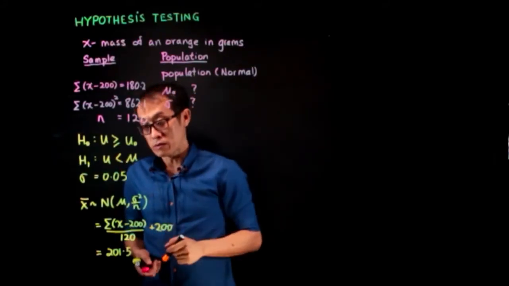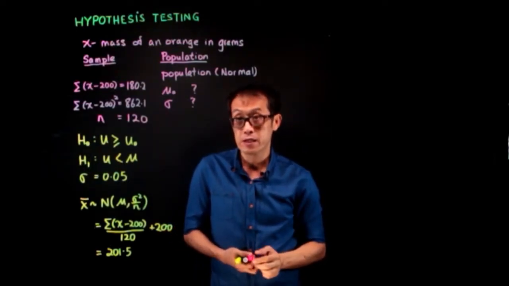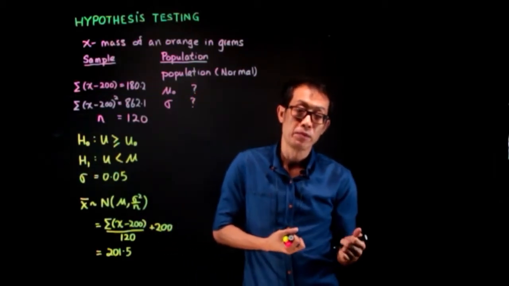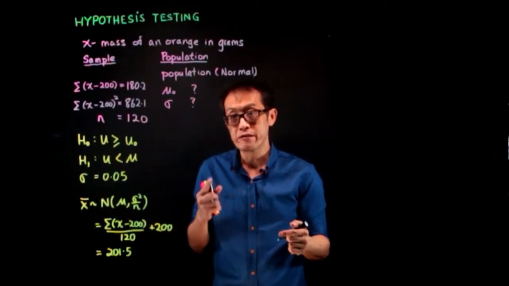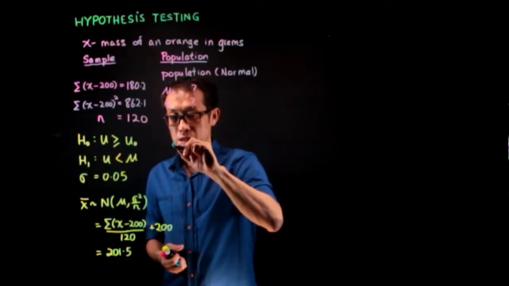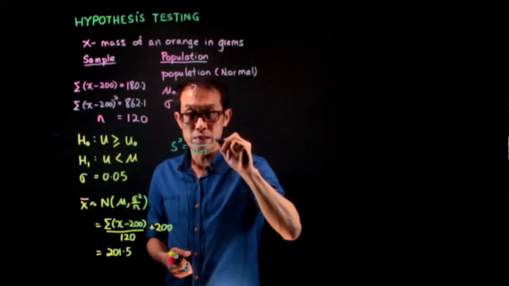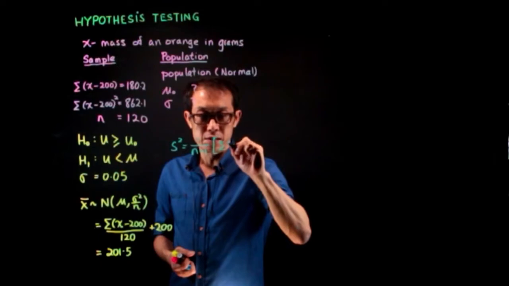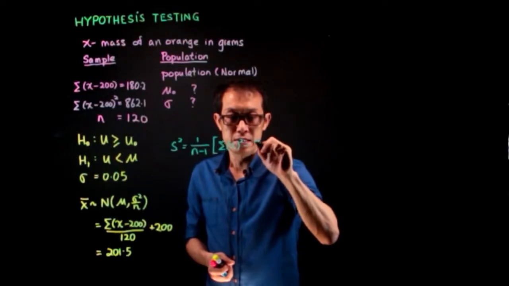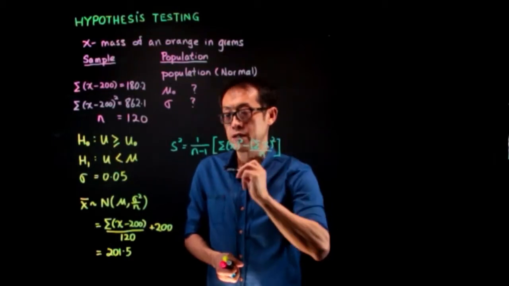Now, what about sigma? The population variance is not given, so we must estimate the population variance. How do we estimate it? We estimate the population variance using the sample variance. That is, S squared is equal to 1 over n minus 1, times summation x squared minus (summation x) whole squared over n. Right, this is the formula.